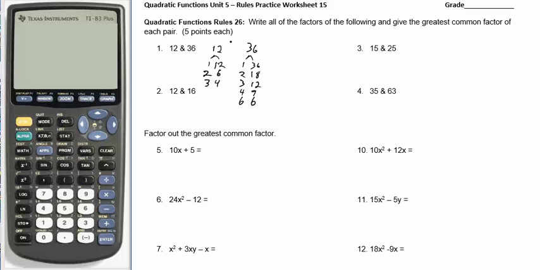Now, also, the next thing is a common factor. So what is the greatest, meaning the largest, common factor of the pair? Well, what's the largest number that goes into both of those? Well, it happens to be 12. All right, so if you don't know or don't feel comfortable doing this, you can use the calculator.